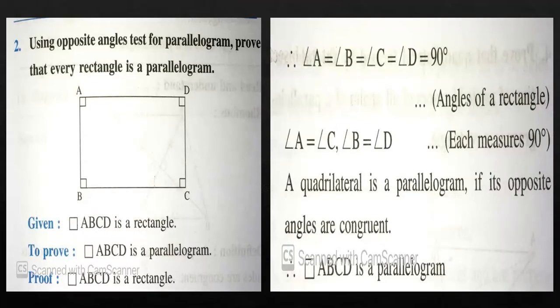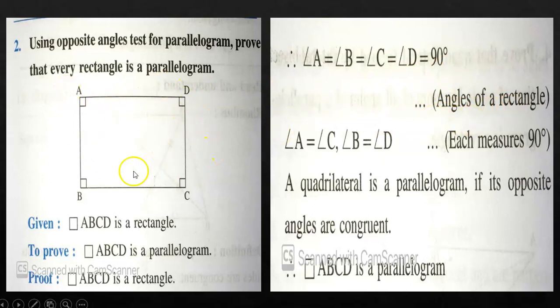Question number 2. Using opposite angles test for parallelogram, prove that every rectangle is a parallelogram. So I have given quadrilateral ABCD is a rectangle. I have to prove that this rectangle is a parallelogram. Let us start. This quadrilateral is a rectangle. Therefore, angle A is equal to angle B is equal to angle C is equal to angle D is equal to 90 degrees. So these are angles of a rectangle.